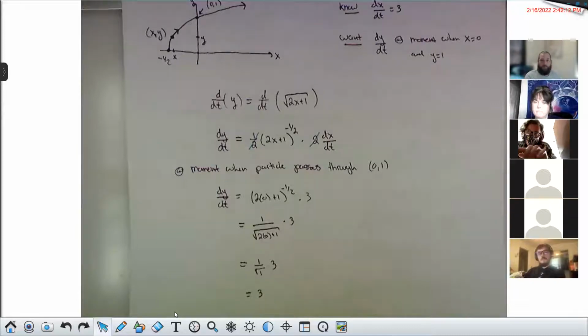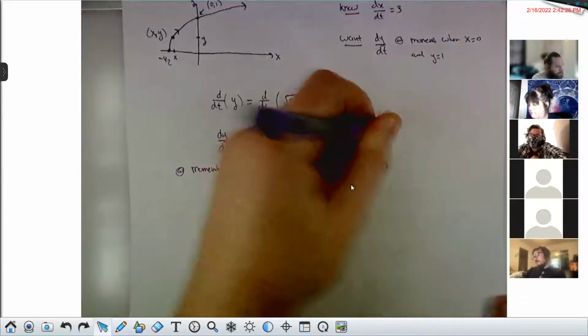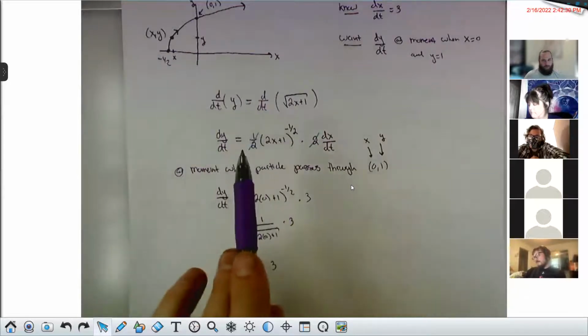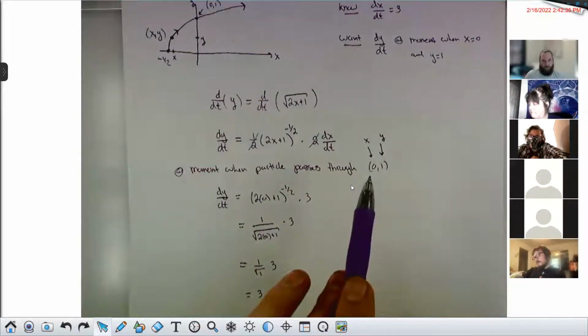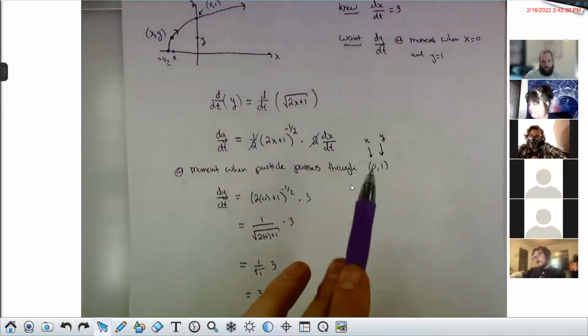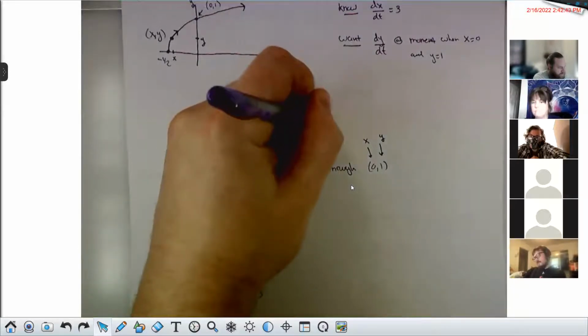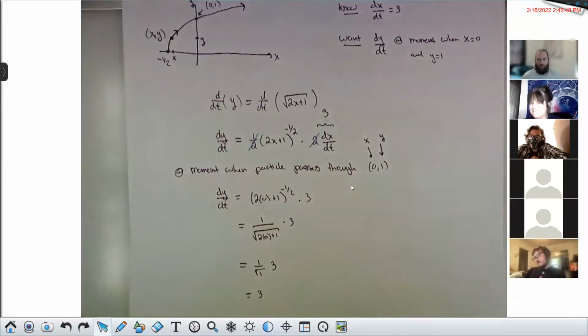Can you repeat the part where you plugged in 0 and 3? So I'm plugging in 0 for x, right? Because this point that we're talking about, (0, 1), 0 is the x value at that point, and 1 is the y value at that point. So if there were any y's left floating around in this expression, I would have plugged in 1 for them. And I'm plugging in 0 for x because I want to know what's going on as the particle goes to the point (0, 1). And at that point, x is 0 and y is 1. And then this 3, that's dx/dt. dx/dt is always 3. They told us that the particle is moving horizontally at 3 units per second.